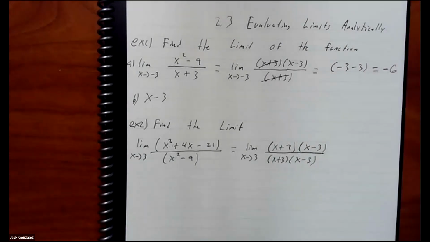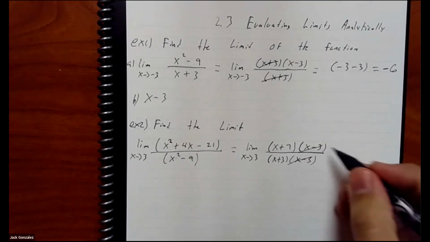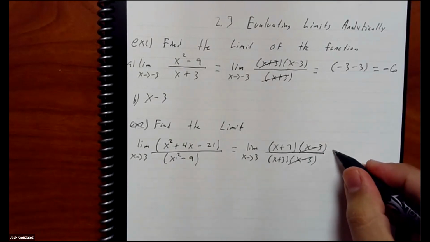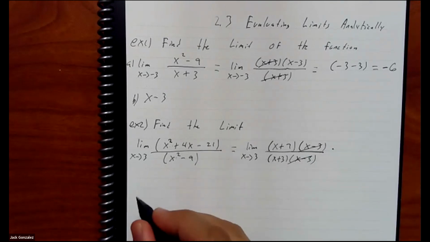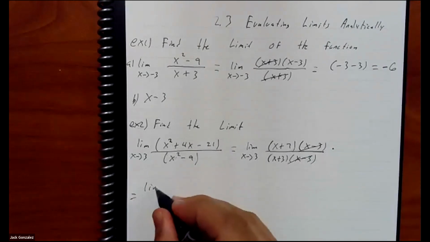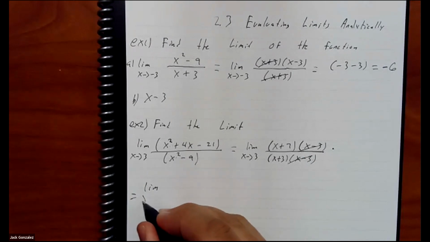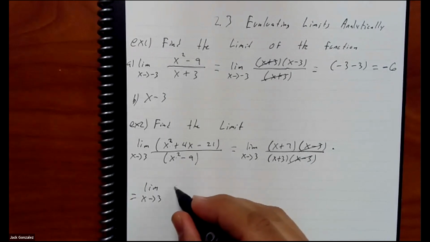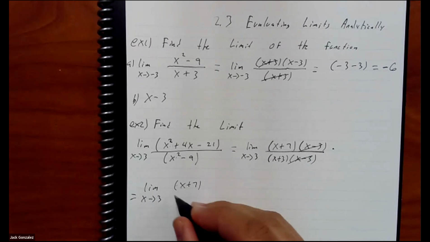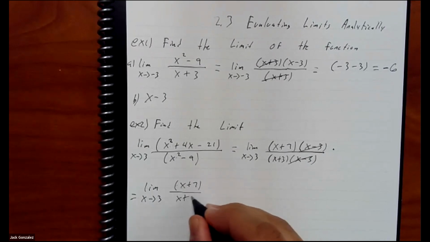I see there's a component thing here. So these cancel. That would be a removable discontinuity that we'll talk about later. So we have, this time I'll show more steps. The limit as x approaches 3 of x plus 7 over x plus 3.